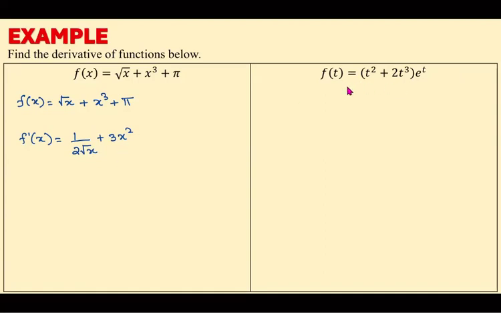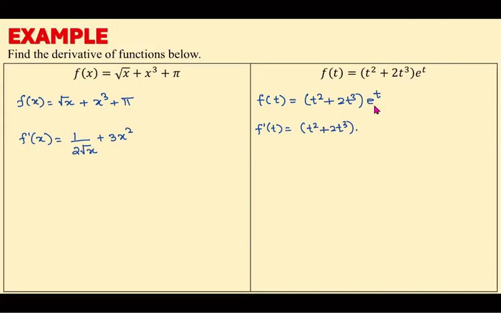Okay, let's look at the second example. In this one, you have f of t equal to, here the variable is t, equal to t squared plus 2t cubed multiplied by e raised to t. Because we have the product of two functions, we can use the product rule here. So the product rule says the derivative f prime t is equal to the first function, which is t squared plus 2t cubed, multiplied by the derivative of the second.